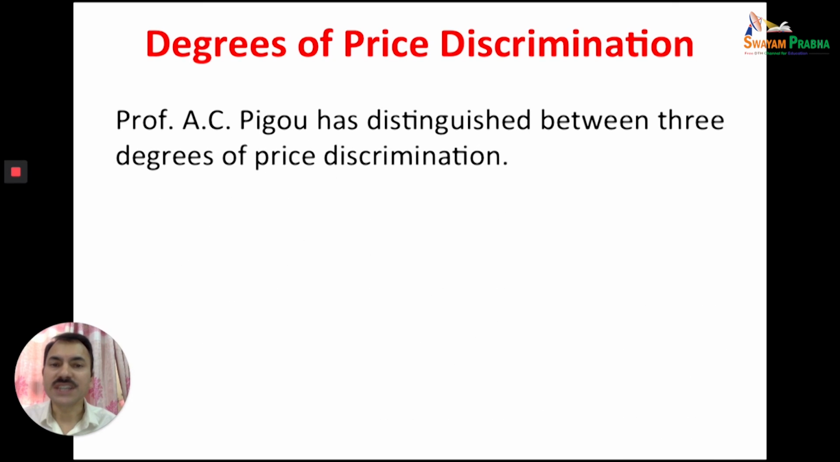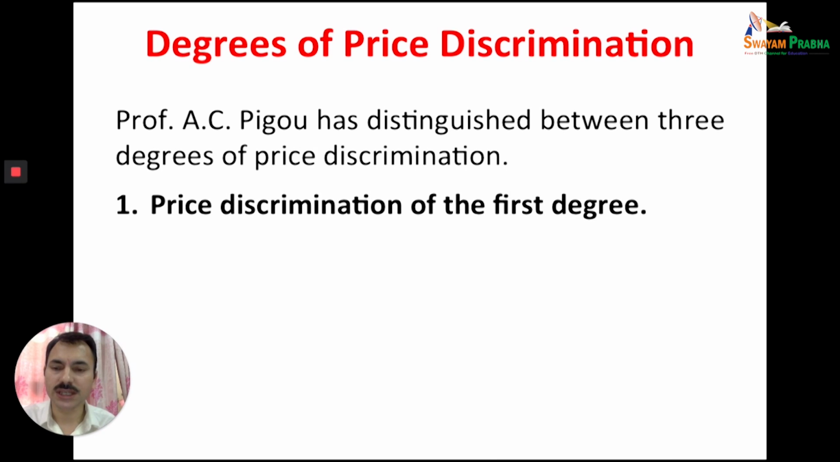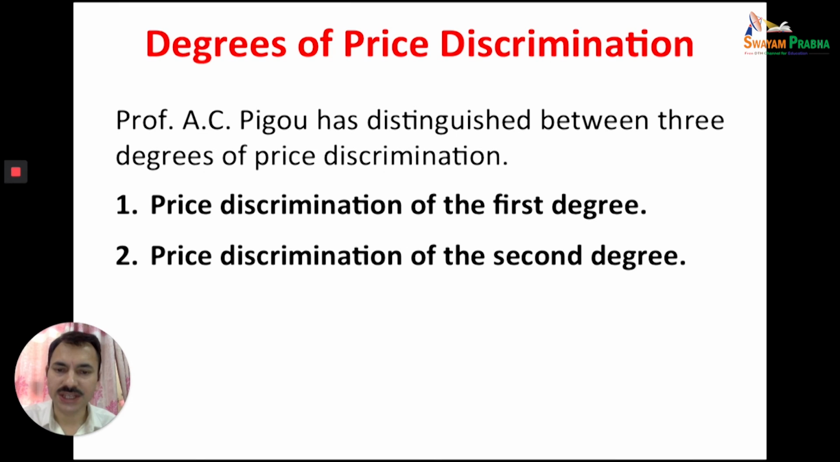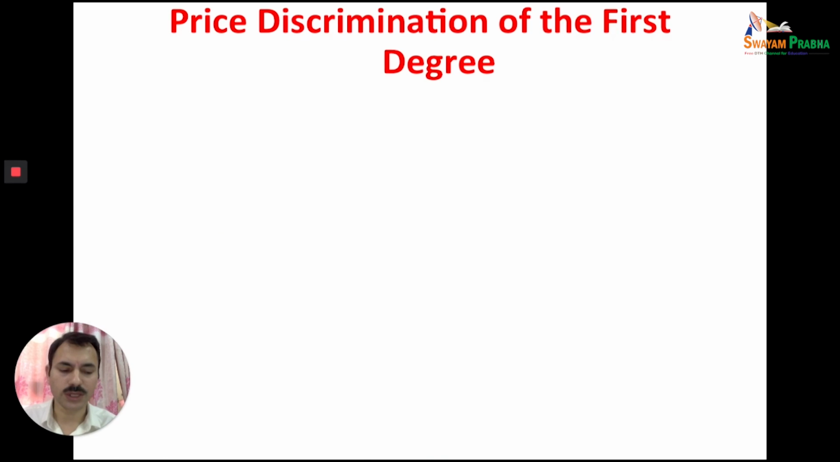Now, degrees of price discrimination. Professor A.C. Pigou has distinguished between 3 degrees of price discrimination: price discrimination of the first degree, price discrimination of the second degree, and price discrimination of the third degree. Let us explain one by one briefly.